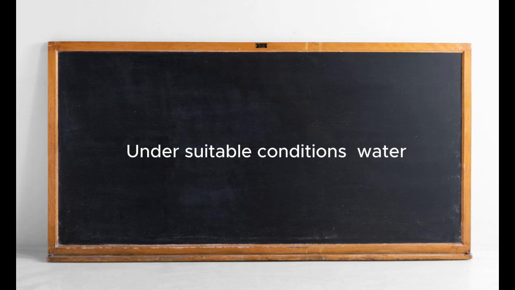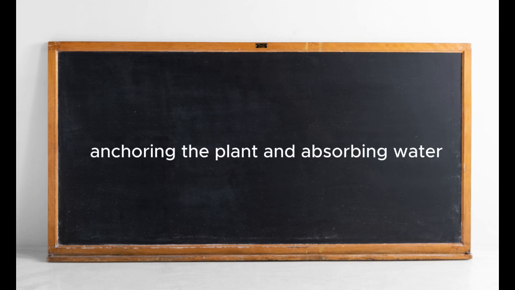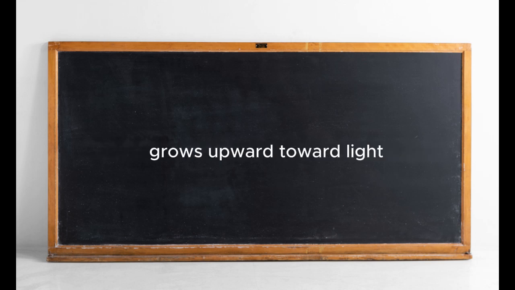Under suitable conditions, the seed germinates. 2. Germination. The seed absorbs water, swelling, and breaking open. The embryonic root emerges first, anchoring the plant and absorbing water. The shoot grows upward toward light.